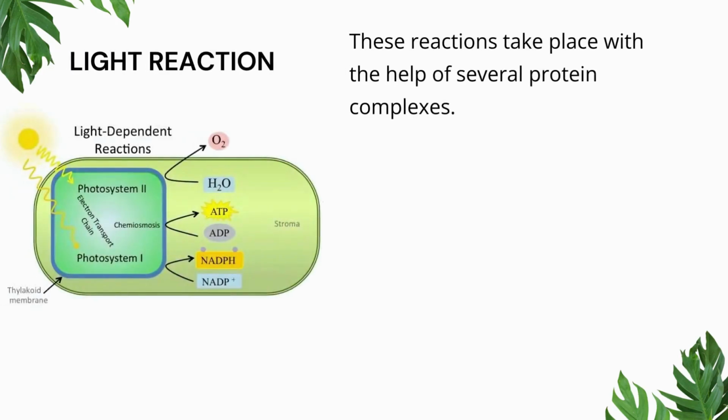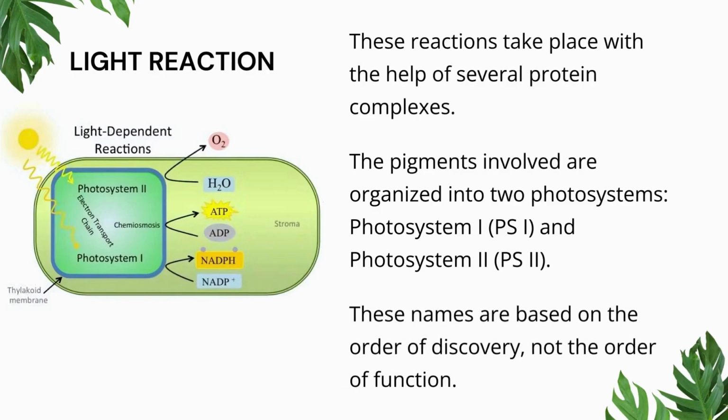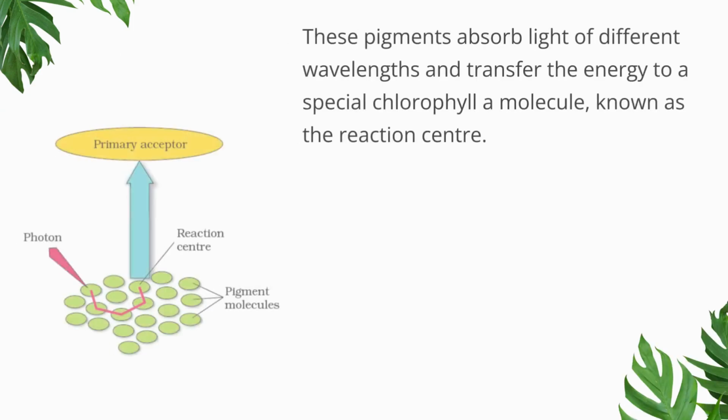These reactions take place with the help of several protein complexes. The pigments involved are organized into two photosystems, Photosystem 1, PS1, and Photosystem 2, PS2. These names are based on the order of discovery, not the order of function. Each photosystem contains light harvesting complexes, LHCs, made up of hundreds of pigment molecules bound to proteins.